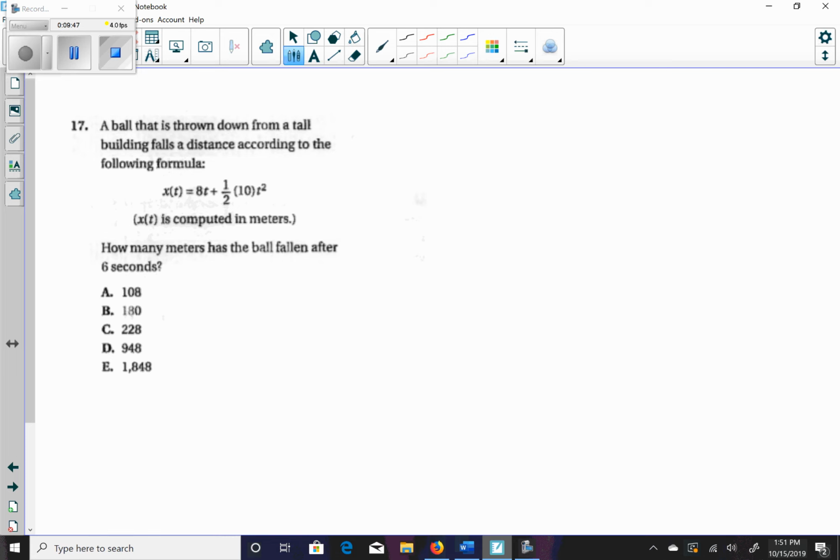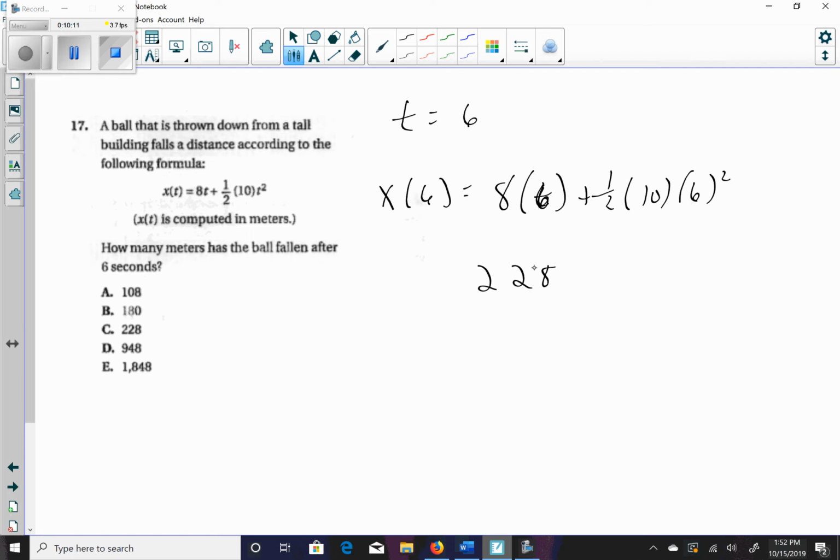So I know that my t is going to be 6. So I'm just going to substitute. I'm going to find X of 6, just substituting that 6 in for t. So I'm going to have 8 times t, which I just said was 6, plus 1/2 times 10 times 6 squared, and I put that into my calculator and I end up with 228. So my correct choice is C, 228 meters.